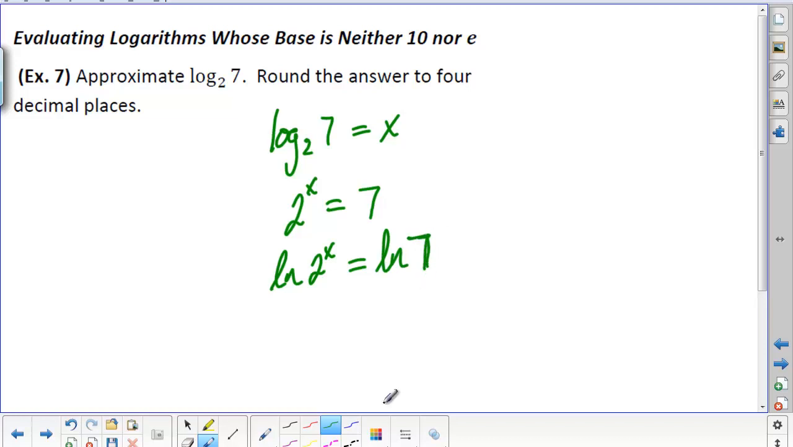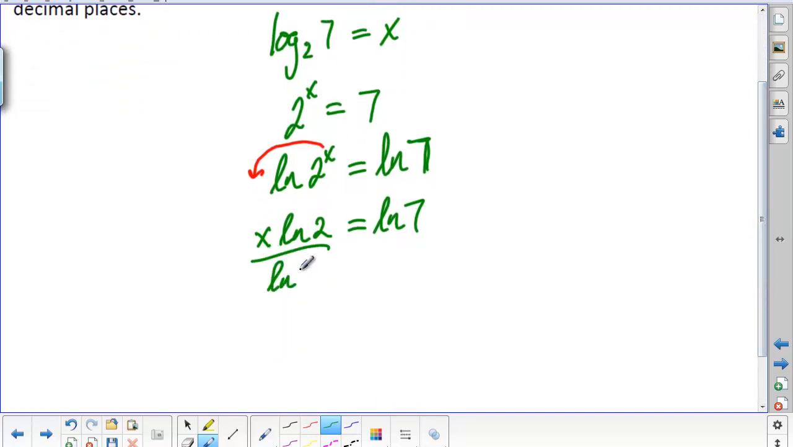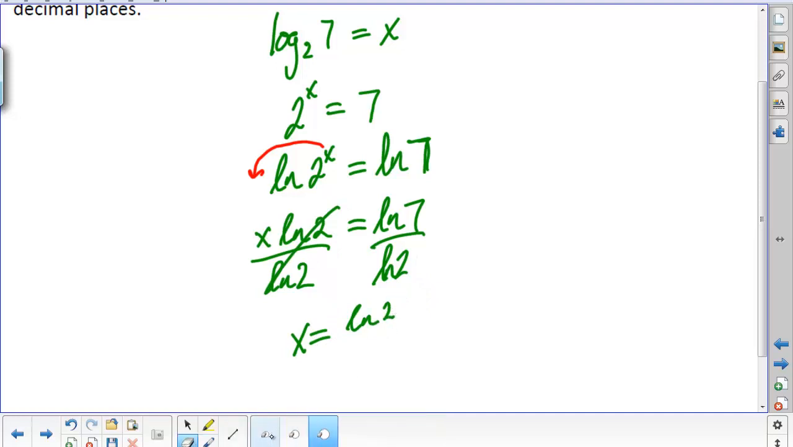Now that doesn't seem to be really helpful yet, but if you'll remember, what we can do now is pull this x down, and say this is x natural log 2. Since natural log 2 is just a number, let's divide by natural log 2 and get that x is natural log 7 over natural log 2. Well, how about that?